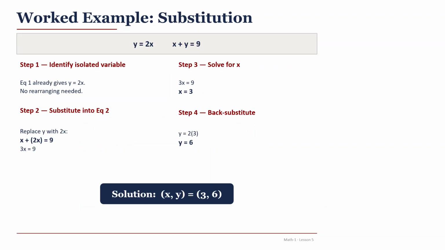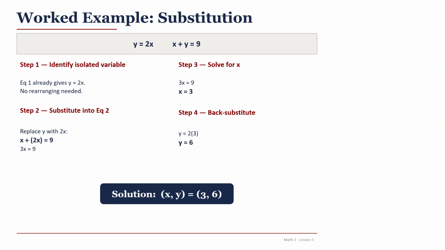Now let us work through a full substitution example. We have the system y equals 2x and x plus y equals 9. Step 1. The first equation already isolates y, so substitution is the natural choice. Plug y equals 2x into the second equation to get x plus 2x equals 9. Step 2. Combine like terms. 3x equals 9, so x equals 3.